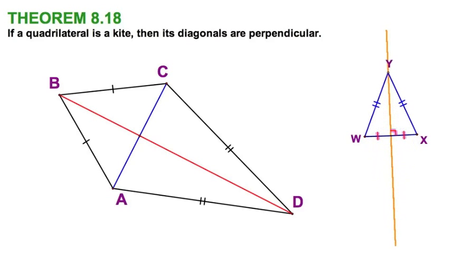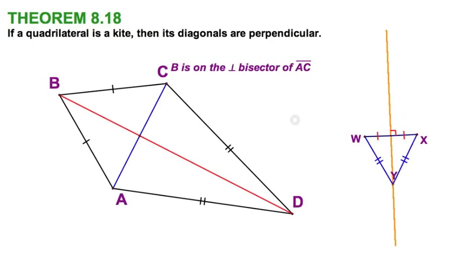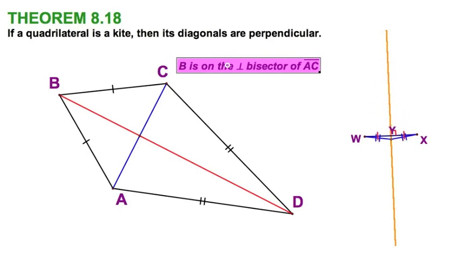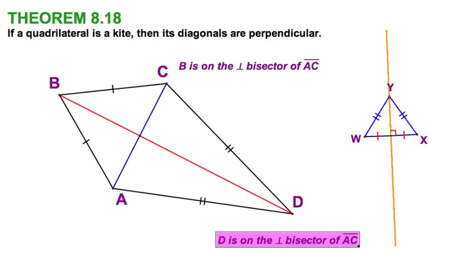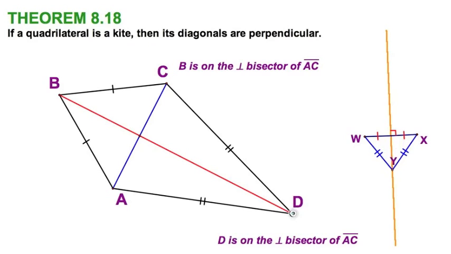So let's move over to our other figure. I'm going to say that this point B, well, it's right there. It's the same distance from C as it is from A. And that means B is on the perpendicular bisector of AC. So that's pretty neat. Well, D is also the same distance from A as it is from C. And therefore, D is on the perpendicular bisector of AC.